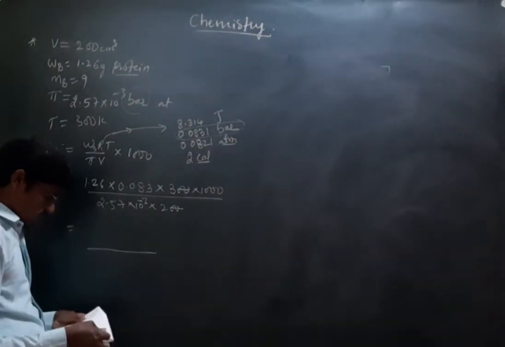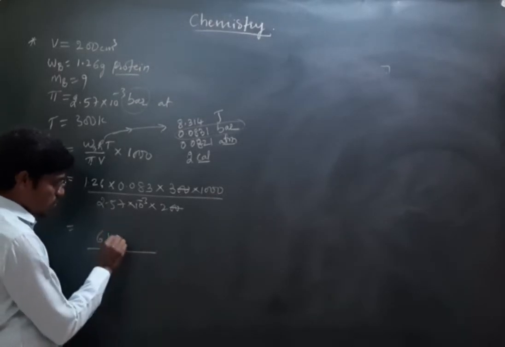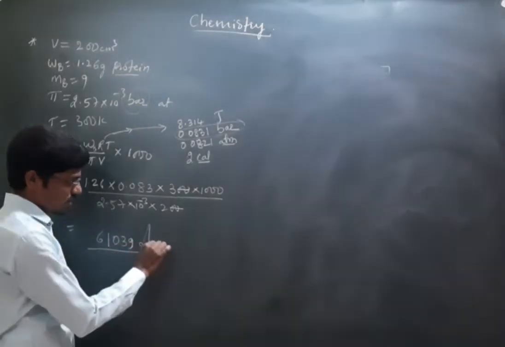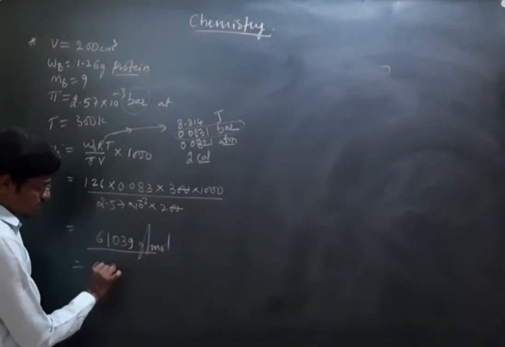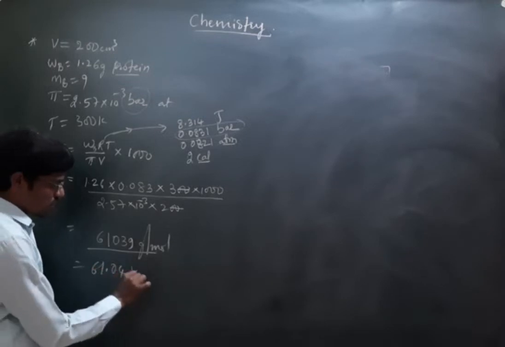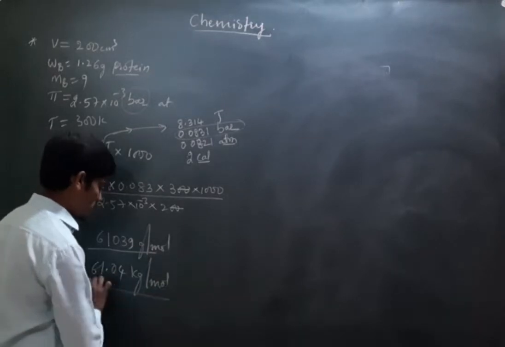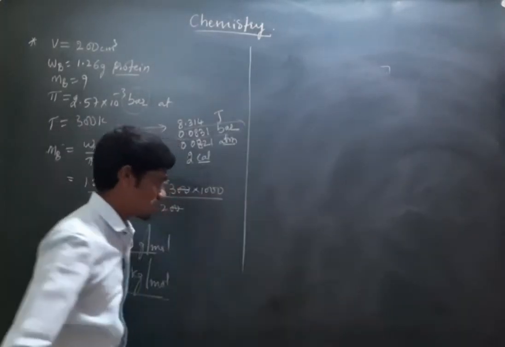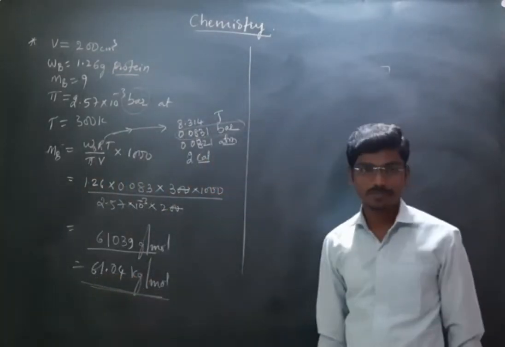So here they have given the answer 61039 grams per mole, or we can write 61.04 kg per mole. 61 kg is the molar mass of this protein. Molar mass of protein, how much? So that is 61 kg.